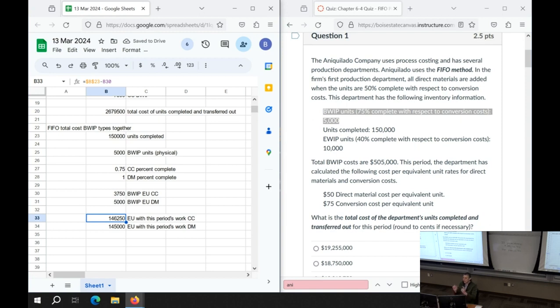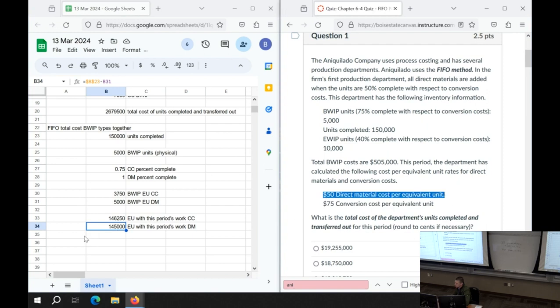Then we get to multiply those numbers here. This 146,250 by the conversion cost rate, $75, and this 145,000 by this direct material rate of $50. Wow, $50. Here, I'll reorder them in the spreadsheet so they match what we've been doing. Rather than copying and pasting all my stuff, let's just flip these, copy them over, 75 and 50, and multiply.